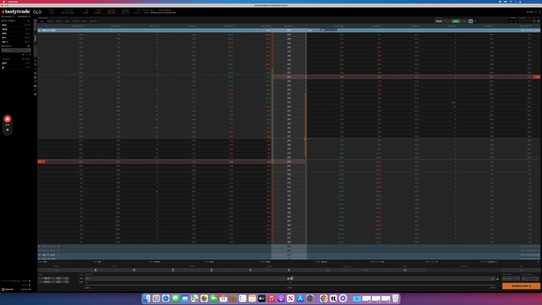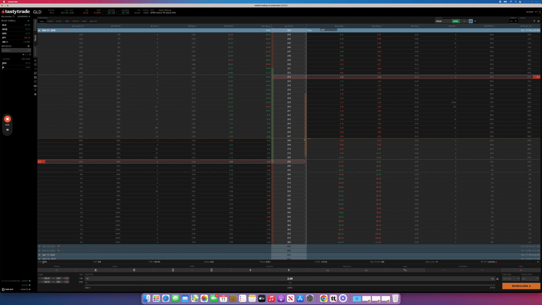So in order to work out our break-even points, it's $2.10 now, so it'd be $2.10 plus 285 on the call side, and it would be 253 on the put side minus 2.10. That's why our break-even points are wider than where our contracts are.